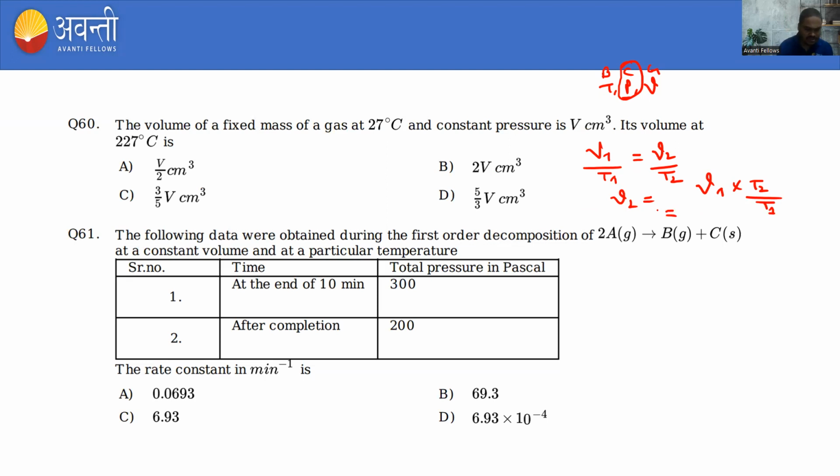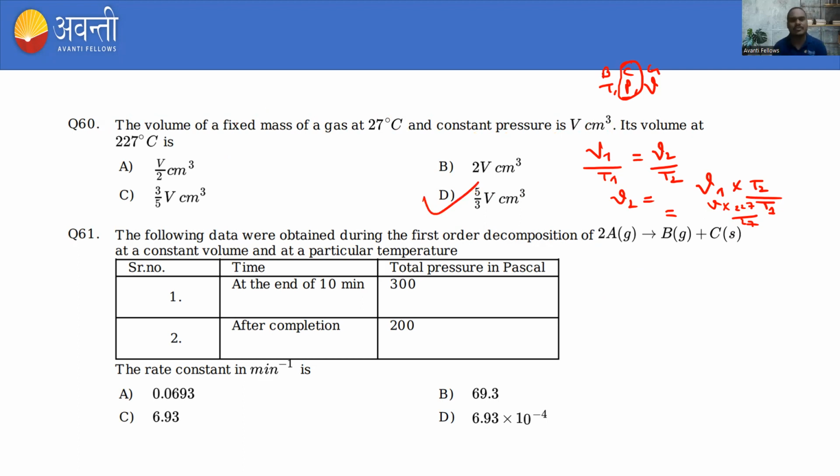So what is V1 in this question, beta? V1 is already given, that is the volume for the fixed mass of gas at 27 degrees at constant pressure, V cm³. So V1 is V, and T2 we have 227, divided by 27. When you solve this, you'll get the value 5V by 3. Yeah, that is option D. So option D is absolutely correct.